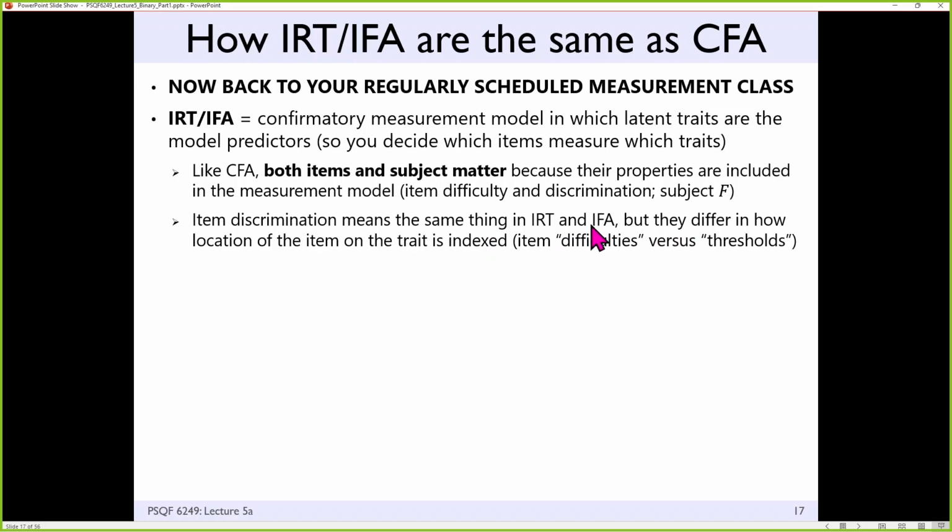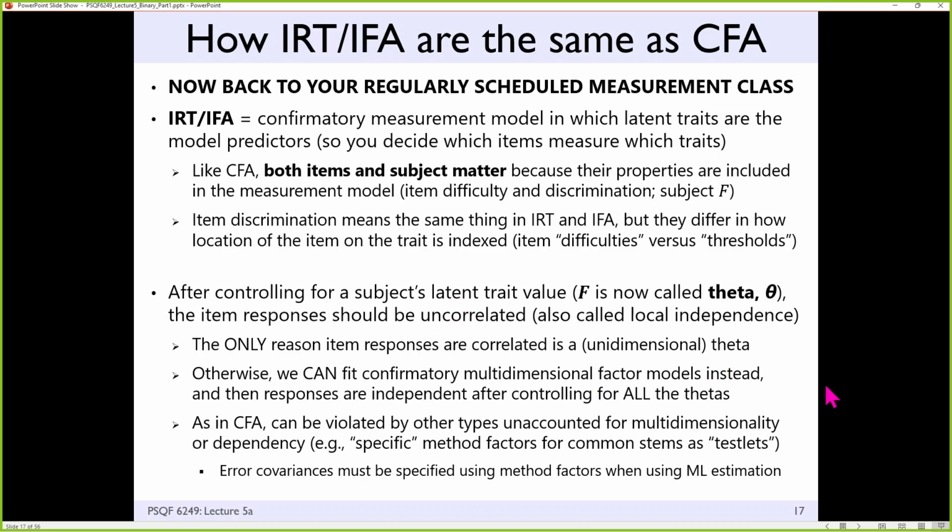They differ though in how we're going to talk about item difficulty. There are 3 different ways that we can talk about item difficulty: thresholds, intercepts, or what are known as actual difficulty parameters. After controlling for a subject's latent trait, so we're switching notation here to be consistent with how the world does this, F, my factor, is going to be called theta from now on, this symbol. It is a synonym. So we can add this to our list of synonyms. Latent factors are latent traits, are latent variables, are latent constructs, are true scores, are thetas.